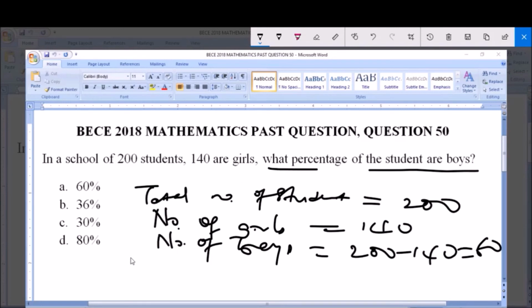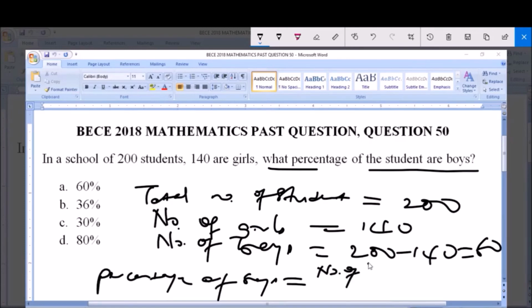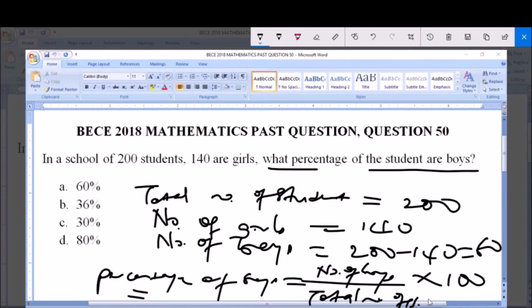So therefore the percentage of boys is given as the number of boys all over the total number of students, multiplied by 100. That will give us what? The percentage for the number of boys. Now this is equal to, like we know, number of boys is what? 60. Total number of students is what? 200. Then multiply by what? 100. This 20 here, we cancel this 0, and then 60 divided by 2 will give us what? 30.